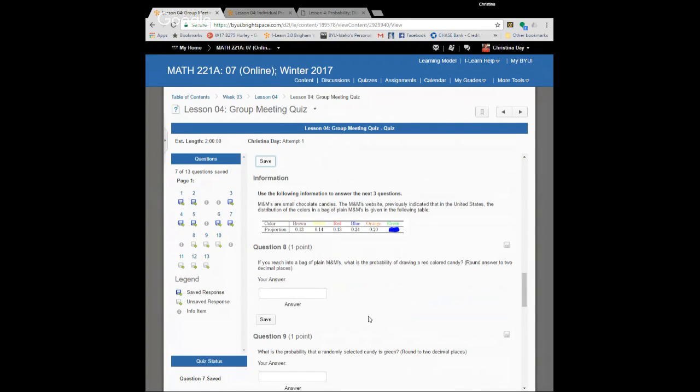All right, number 8. The following M&Ms. Do you really have to tell us what M&Ms are? Yeah, I know. M&Ms are candies. The M&M website previously indicated in the United States the distribution of colors in a bag of plain M&Ms is given. What's the probability of getting a red? So we decided that's 0.13 divided by 6. Yeah. And they want it to 2 decimals. 0.022, so 0.02.